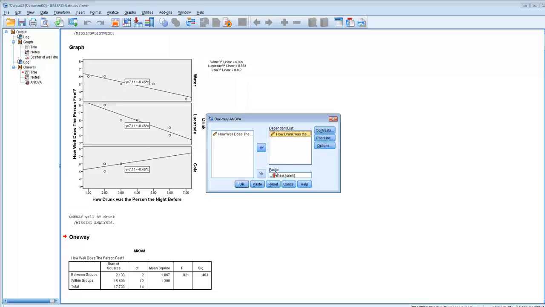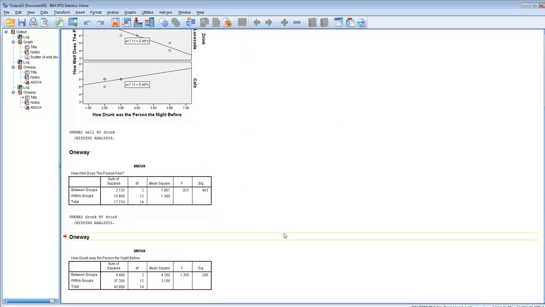If drink and how drunk a person got the night before are significant, or drink has a significant effect on how drunk a person was the previous night, that would demonstrate dependence. However, we want to demonstrate independence, and so therefore there should be no effect on this ANOVA in particular. So click OK and look at the result.